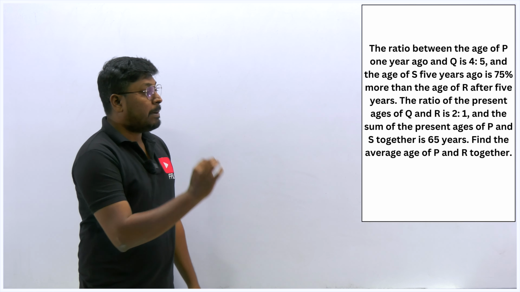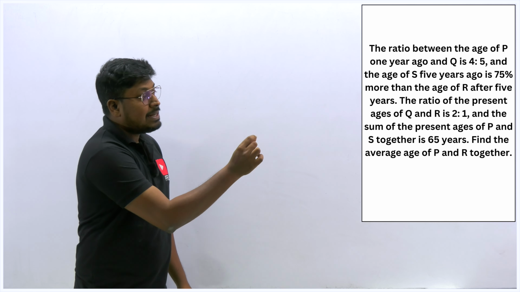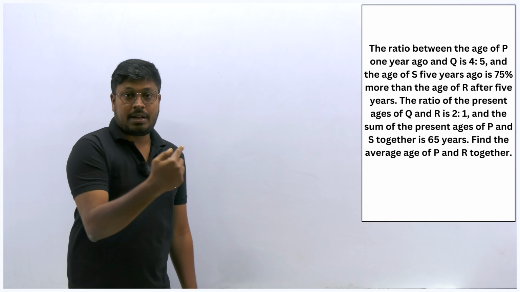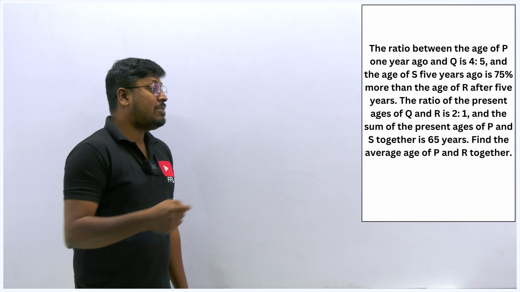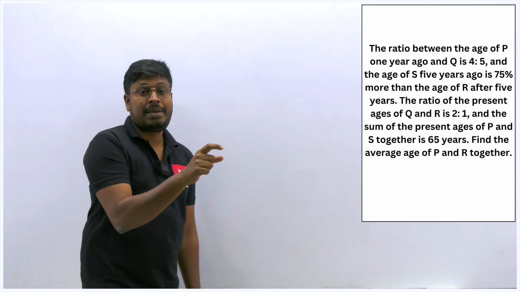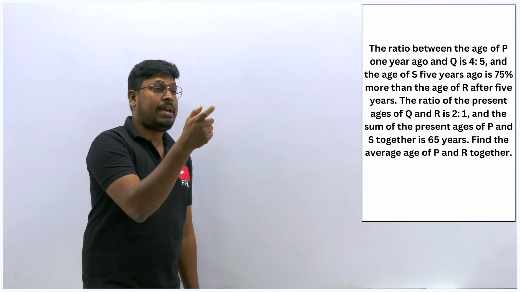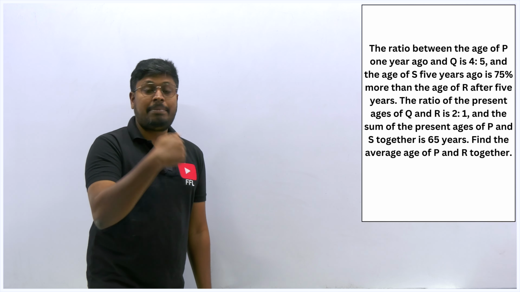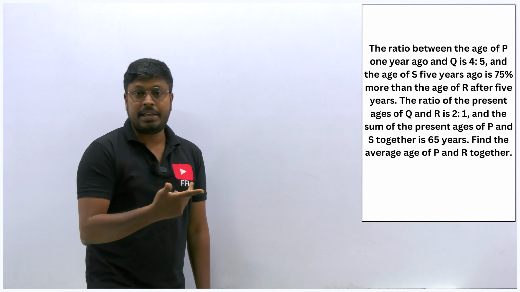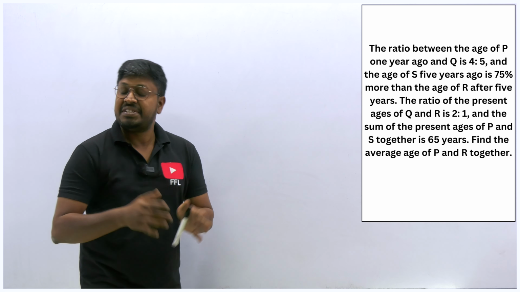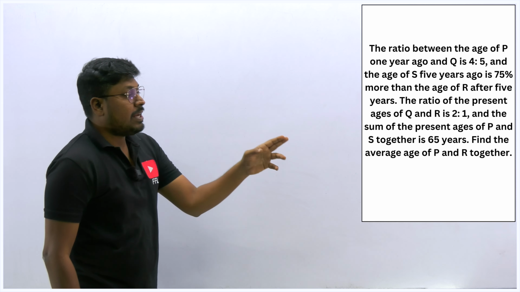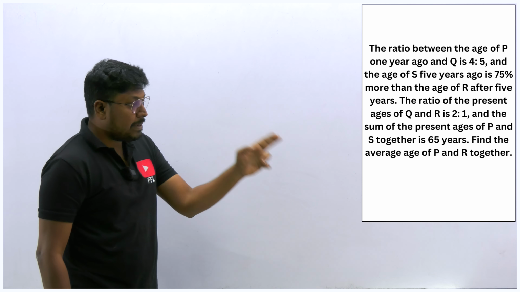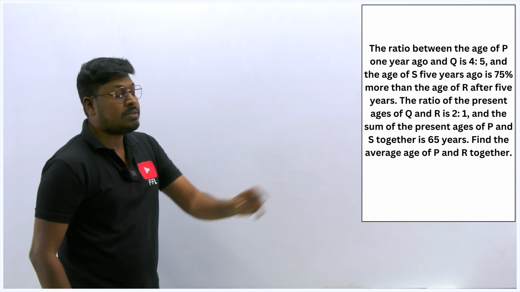I think by using the percentage value as well as by using the previous point, the one line before it, where the sum of the present age of P and S is given, we can easily frame one equation there, and by using the percentage value we can frame another equation. I think we can solve the question easily. So now, getting into the first line of the question.